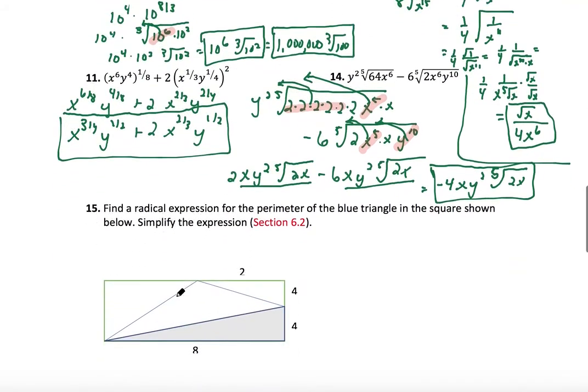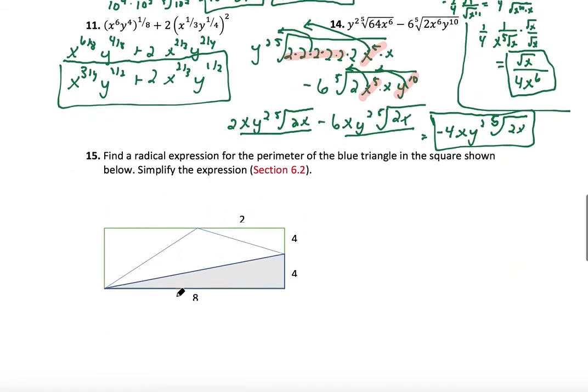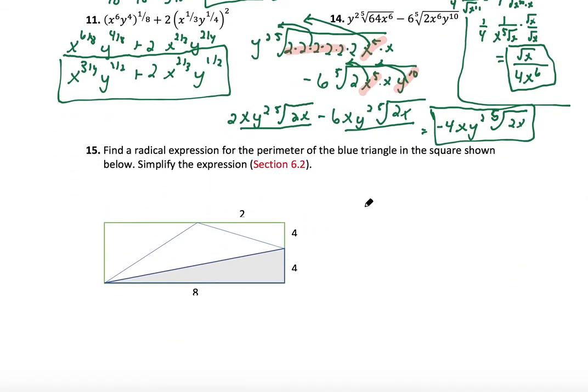All right, and then the last problem, number 15. Find a radical expression for the perimeter of the blue triangle shown in the square below. So the figure is obviously not drawn to scale, so this is going to be a square. So what do we know here? If this is 8, this is 2, we know this is 6. This is 4, we also know that's 8. So we see how this is going to be a square.